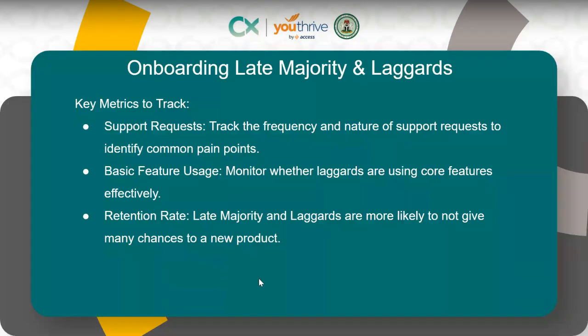All right. Basic feature usage: monitor whether laggards are using core features effectively. This way you know whether your product is literally user friendly, like you claim it is. All right. Retention rate. Late majorities and laggards are more likely to not give any chance to a new product. So if you see that they are coming back, you know that you are really doing a good job, or your product is meeting their needs.